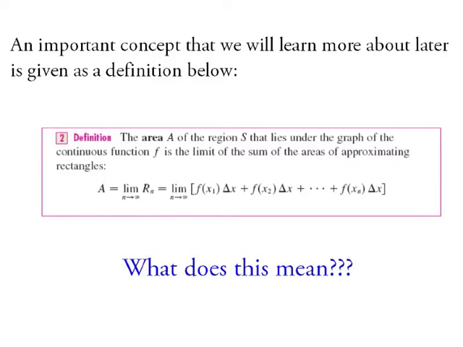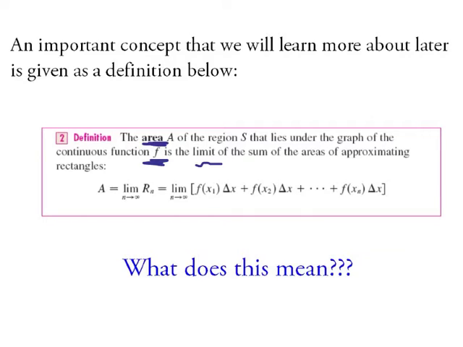Now this is more notation. This is just saying, it's actually defining area. So your area of the region S that lies under the graph of the continuous function f, and the function is going to be continuous, is the limit of the sum of the areas of the approximating rectangles.